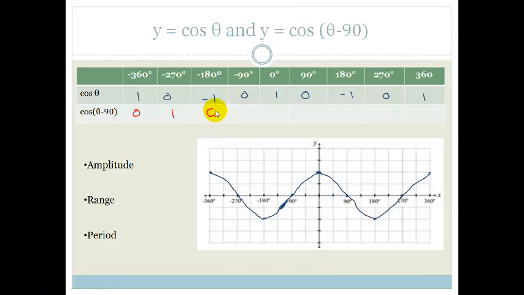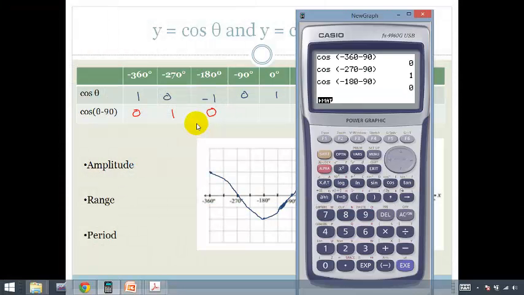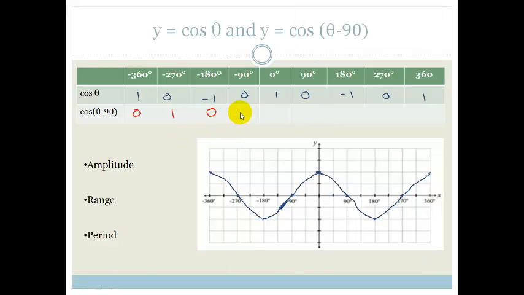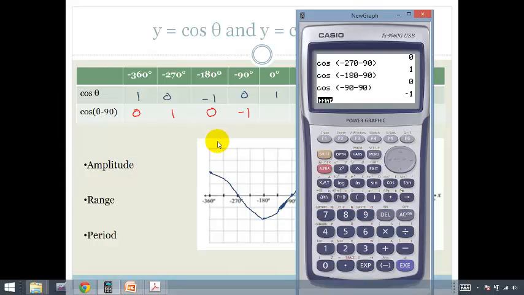Now grade 11s, from your knowledge of what we did in the sine graph lesson, you can start seeing a pattern with this minus 90. But let's have a look at this. So we've got cos of bracket minus 90 minus 90, close bracket equals, that becomes minus 1. And then we've got cos of bracket 0 minus 90, close bracket equals 0.